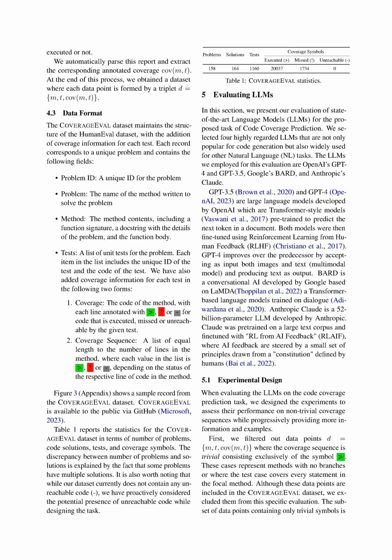2. Coverage sequence. This is a list that's as long as the number of lines in the method. Each value in the list is >, !, or -, depending on the status of the corresponding line of code in the method. We've included a sample record from the CoverageEval dataset in the appendix. The dataset is publicly available on GitHub. We've also included a table that provides statistics for the dataset, such as the number of problems, code solutions, tests, and coverage symbols. Some problems have multiple solutions, which explains why the number of problems and solutions don't match.